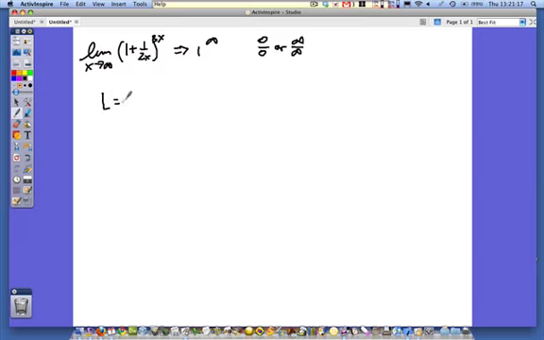Let's let L be this function. If we take the log of both sides of this equation, we end up with this right here. Remember, the 3x can come down in front. And if we look at the limit when x goes to infinity, now we have an infinity times, now what's log of 1? 0. So we end up with an infinity times 0.